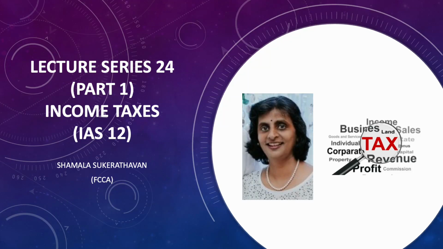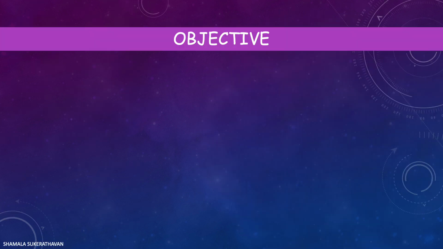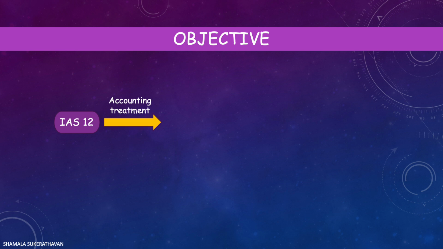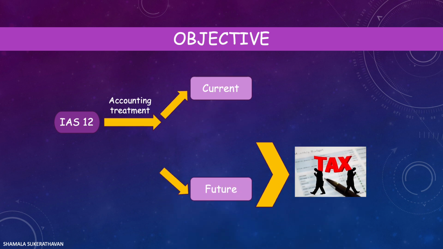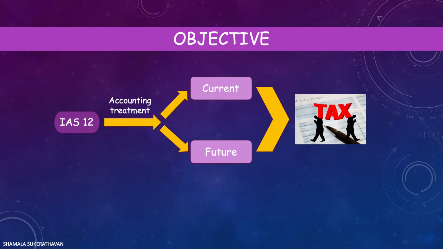Hello there! Lecture Series 24 of Bite-Sized Corporate Reporting focuses on IAS 12 Income Taxes. This is a two-part lecture series. The objective of IAS 12 is to prescribe the accounting treatment for income taxes, principally the issue of how to account for current and future tax consequences.